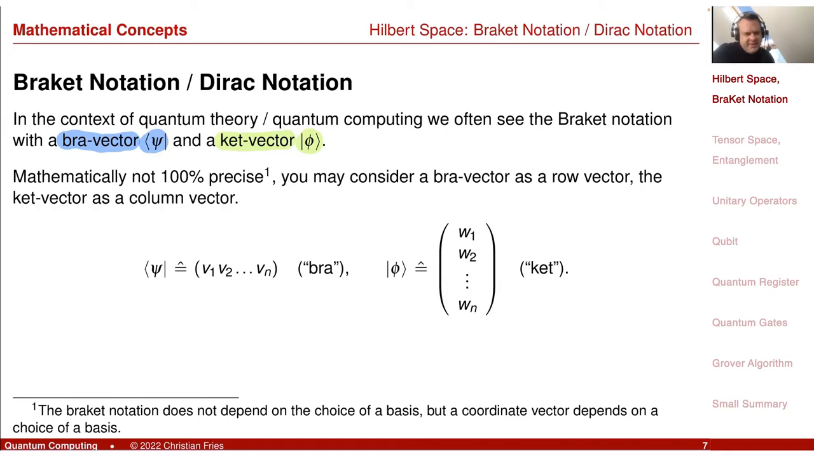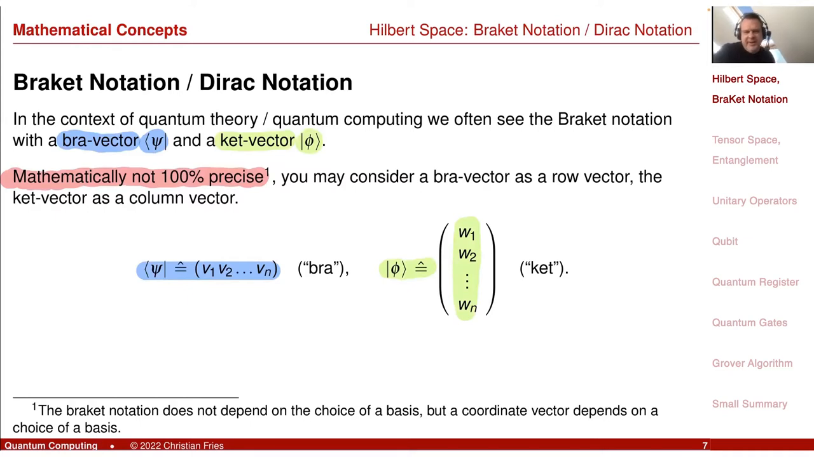And also, this is mathematically not 100% precise. You can think of the two guys as being a row vector. So the bra vector is here a row vector, and the ket vector is a column vector. So if I write bra ket, that's just the scalar product. Yeah. So you see also the symbols are fused together to form the scalar product. And really, row times column is the scalar product if you have a matrix multiplication.